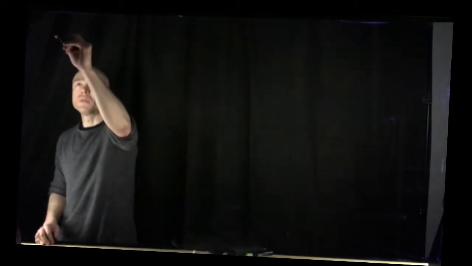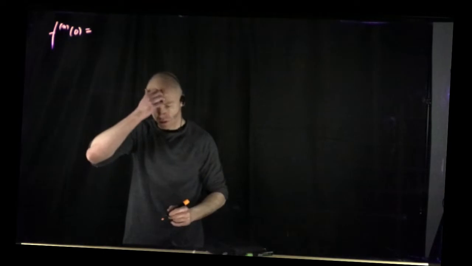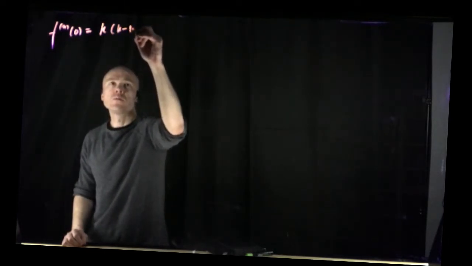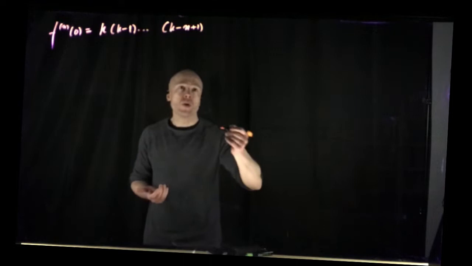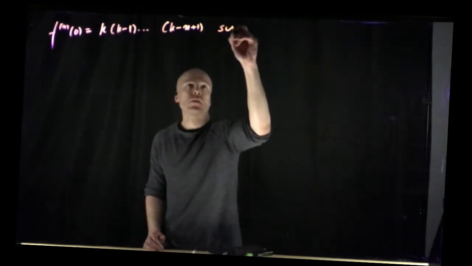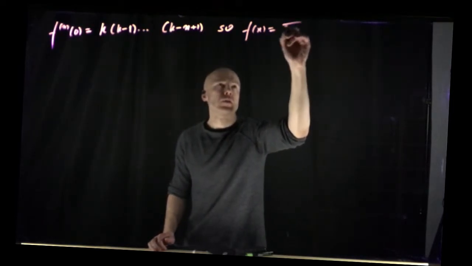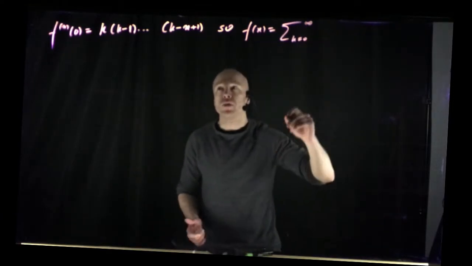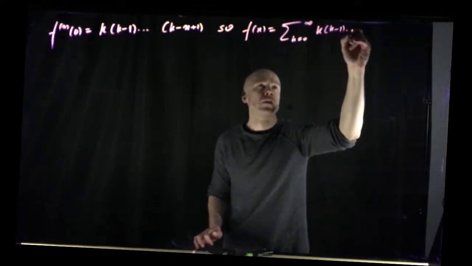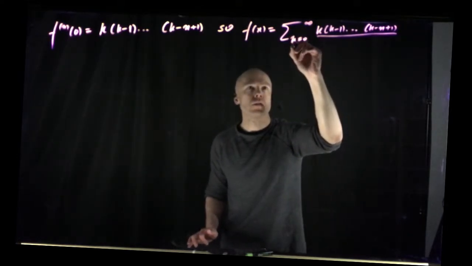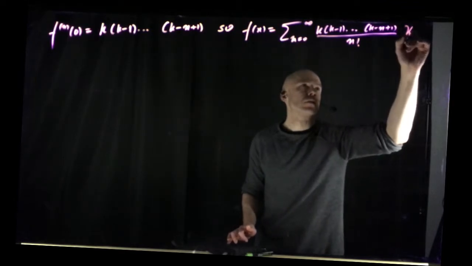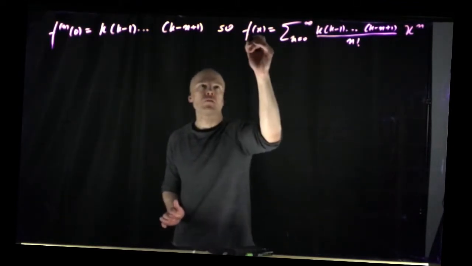Okay, so what did we learn? We learned that when we take the nth derivative at 0, then what do we have? We have k minus 1, all the way down to k minus n plus 1, right? So when we do the Maclaurin series, it'll be this. It'll be the sum from n equals 0 to infinity, of k minus 1 down to k minus n plus 1, over n factorial, x to the n. Okay, that will be our guy.